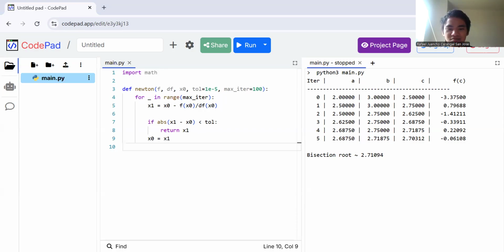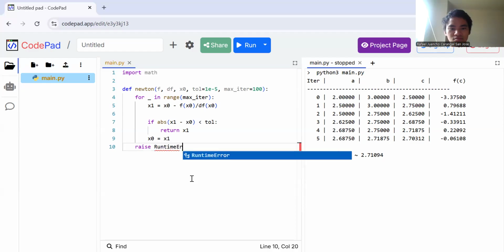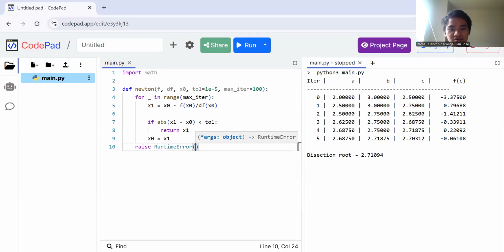Or else, in case we didn't run into a solution, then we're just going to raise some error here. Raise runtime error. During runtime, we did not converge.